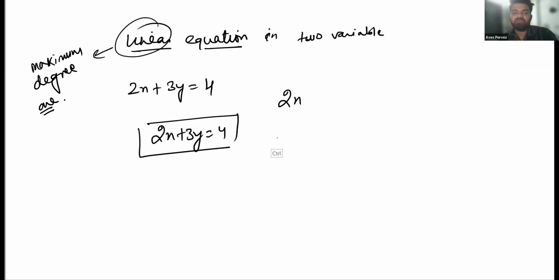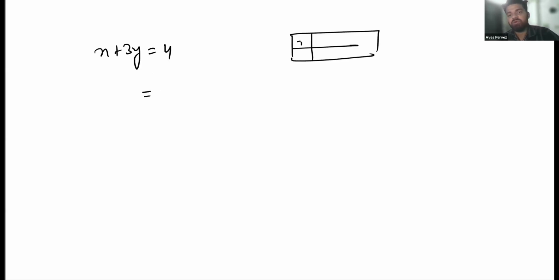Let me explain one more time with a different equation. For example, x plus 3y is equals to 4. In order to calculate the values of x and y, you need to eliminate one variable. So you just bring this 3y to that side. It will give you 4 minus 3y. Got it? You understood? So 4 minus 3y is equals to x.